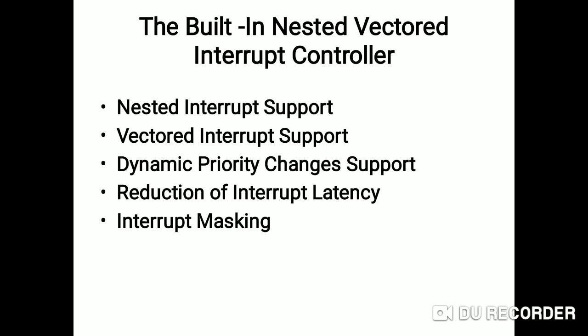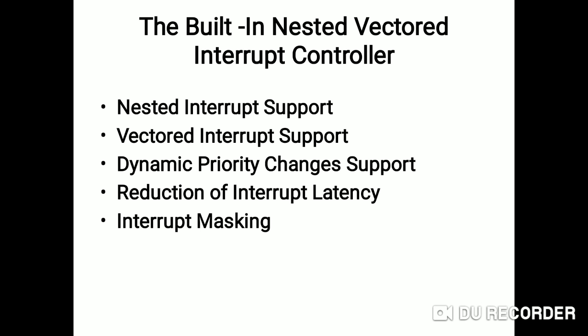Fourth feature in this is a reduction of interrupt latency. The Cortex M3 processor also includes a number of advanced features to lower the interrupt latency. These include automatic saving and restoring of some register contents, reducing delay in switching from one ISR to another ISR, and handling of late arrival interrupts. Details of these optimized features will be covered maybe in further videos.